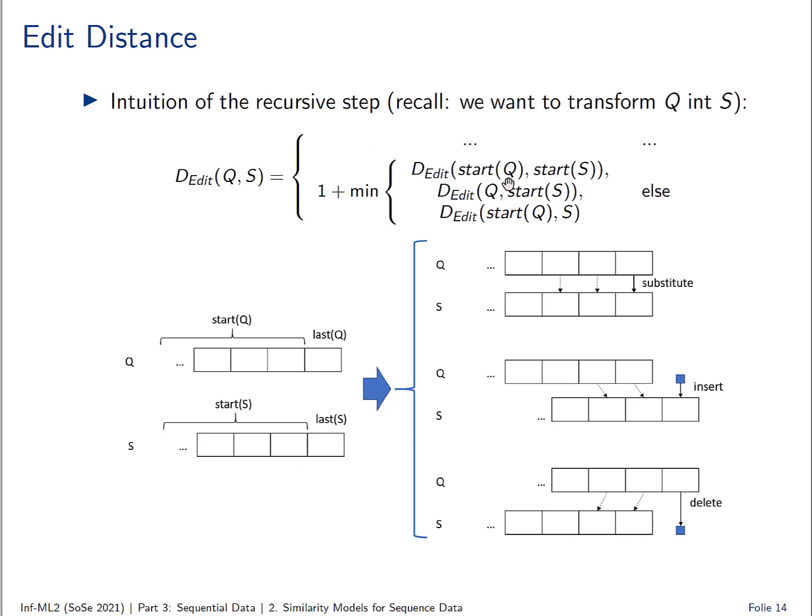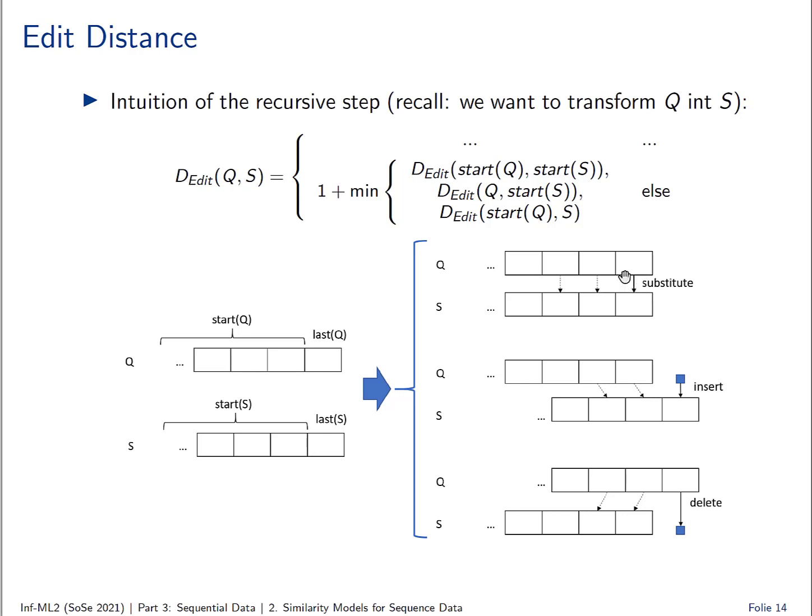So once again, this is the formula here. We have three options. The first one is that we substitute in order to transfer Q into S. The last elements are different, so take a look at this one here. The last Q is different to the last S. So we have three options. We could first of all substitute last of Q by last of S. So that would be the first case here.